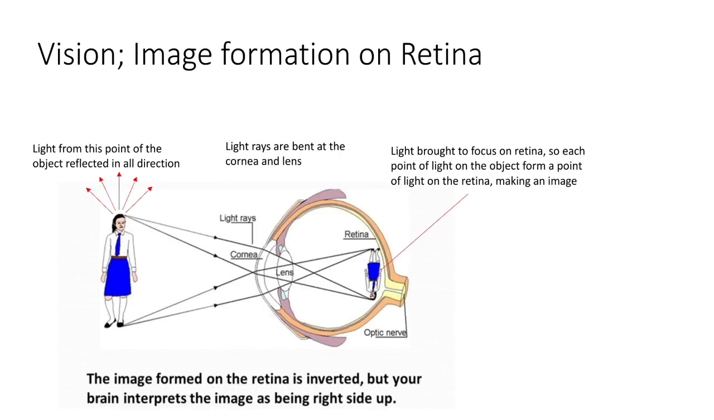Vision: image formation on the retina. Light from each point of the object is reflected in all directions. Light rays are bent at the cornea and lens. Light is brought to focus on the retina, so each point of light on the object forms a point of light on the retina, making an image. The image formed on the retina is inverted, but your brain interprets the image as being right side up.